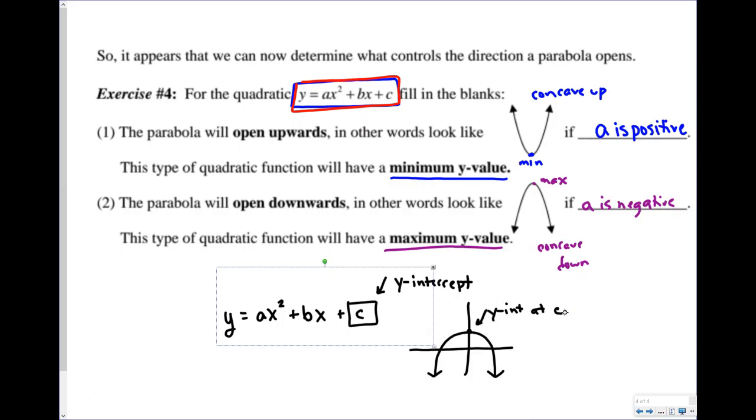Okay? So graphing quadratics should be pretty easy with your calculators. You can also always make a table. If you have trouble using the calculators, you know where to go.